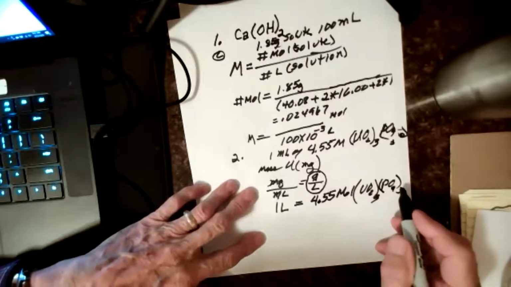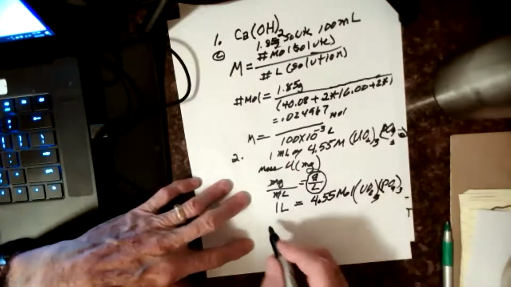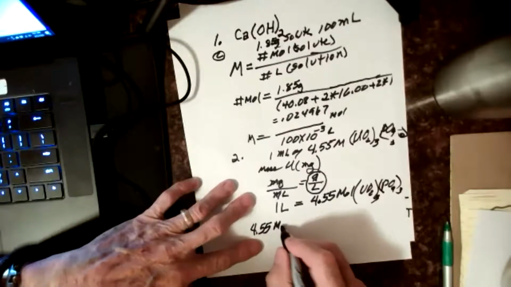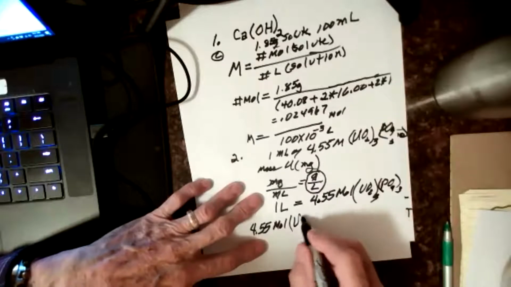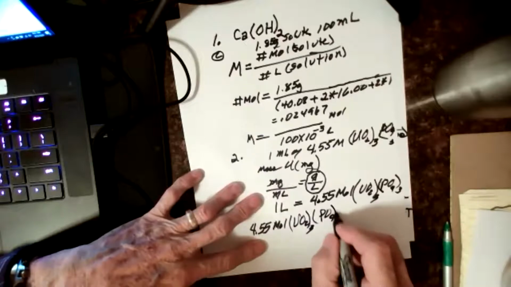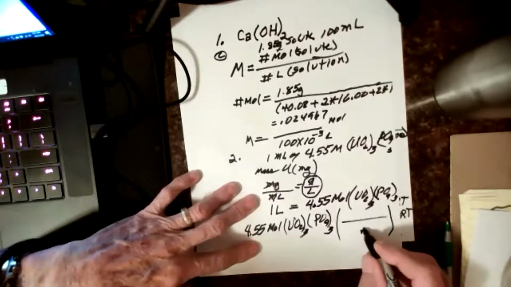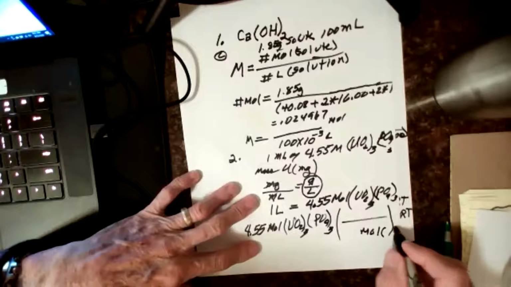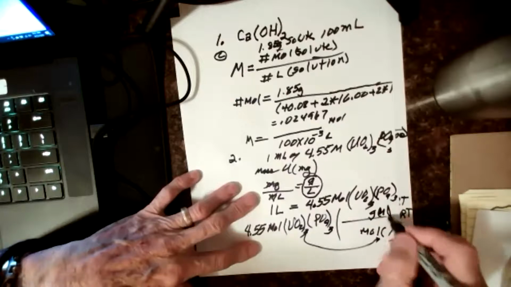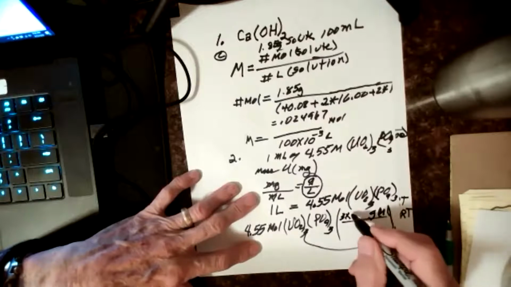Now I have 1 mole of that compound. So what I want to know is how many grams of uranium would that be? So 4.55 moles of UO2, 3, PO4, 3. And now I want to go from moles of that big old compound to grams of uranium. How many grams of uranium is in a mole of that? Well, it's 3 moles, so it's 3 times the molecular weight, which is 238.